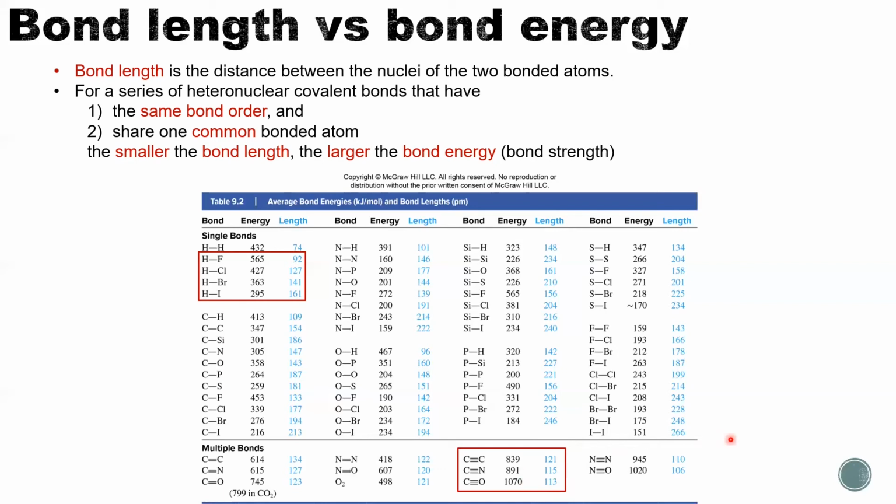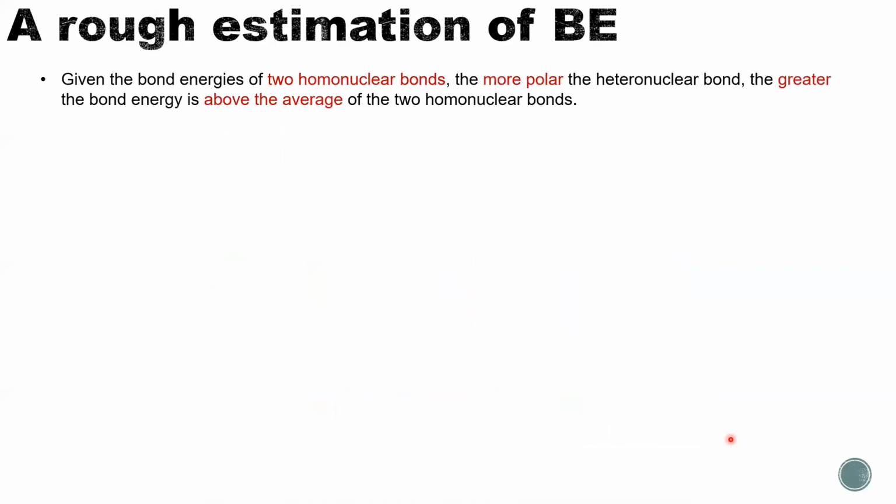And finally, based on the polarity of the bond, we can have a rough estimation of bond energy. It goes like this, a little bit complicated, but pay attention. Given the bond energies of two homonuclear bonds, so it's either carbon-carbon bonds, chlorine-chlorine bonds, oxygen-oxygen bonds, bonds made by the same atoms, called homonuclear bonds, the more polar the heteronuclear bond, the greater the bond energy is above the average of the two homonuclear bonds.